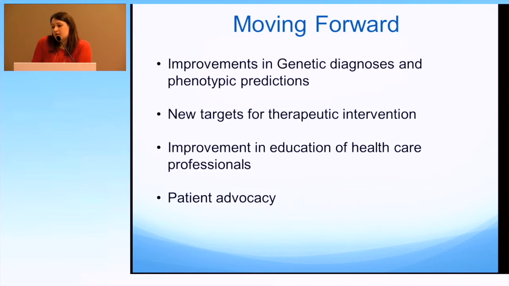So then moving forward, there have been significant improvements in genetic diagnoses and phenotypic prediction. Now when we get a family with a gene, we can look up in the literature what other families we have and how it manifested. There are new targets for therapeutic intervention, and there was lots of information about that yesterday, so maybe we'll be able to move forward with therapeutic targets. There's also improvement in education of healthcare practitioners and patients themselves about how to advocate for themselves, and also patient advocacy.